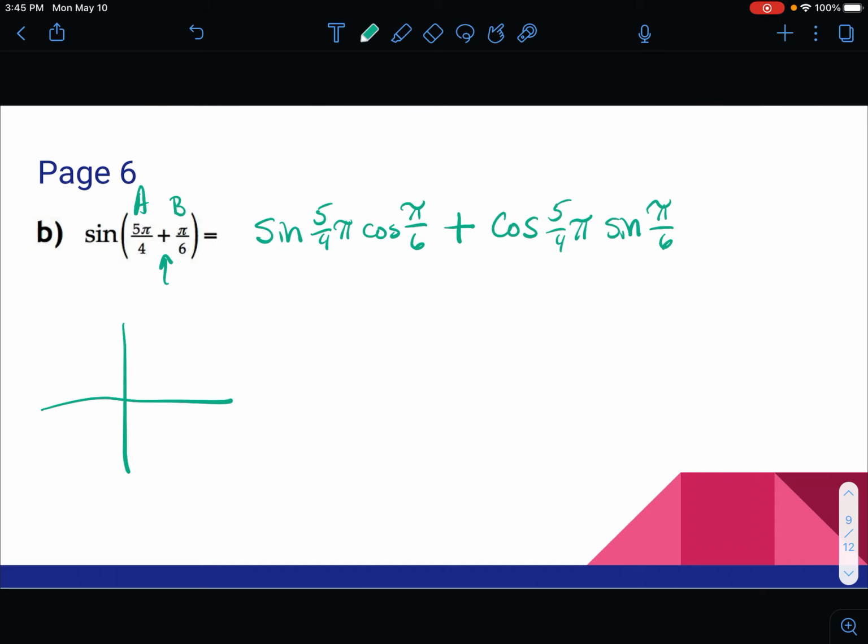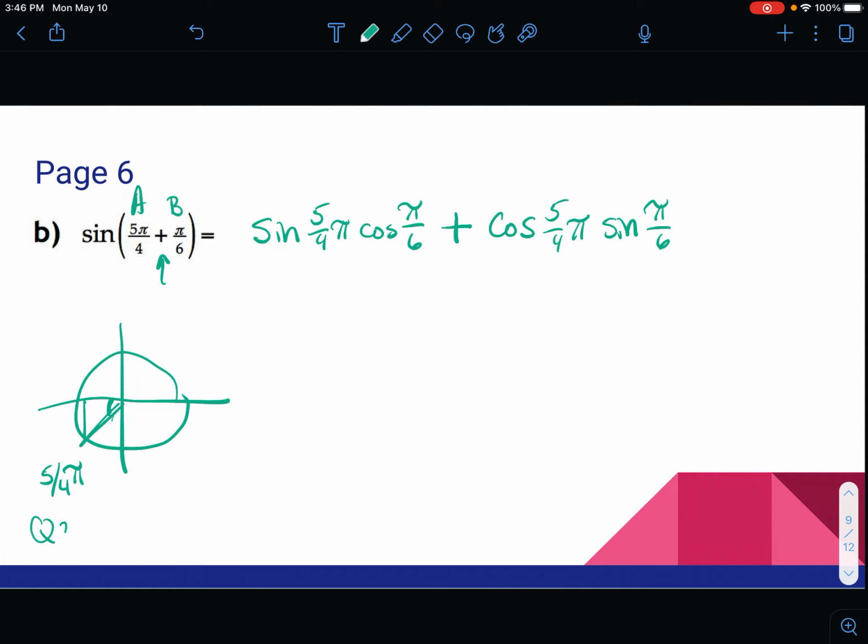Okay, once again, we're going to evaluate all these little tiny ones and see where we go. So 5/4 pi is here, and we know that our reference angle is pi over 4. So in quadrant 3, sine and cosine are both negative. So this is negative radical 2 over 2. And I'm just going to fill in what I know since I'm right here. These are both the same.